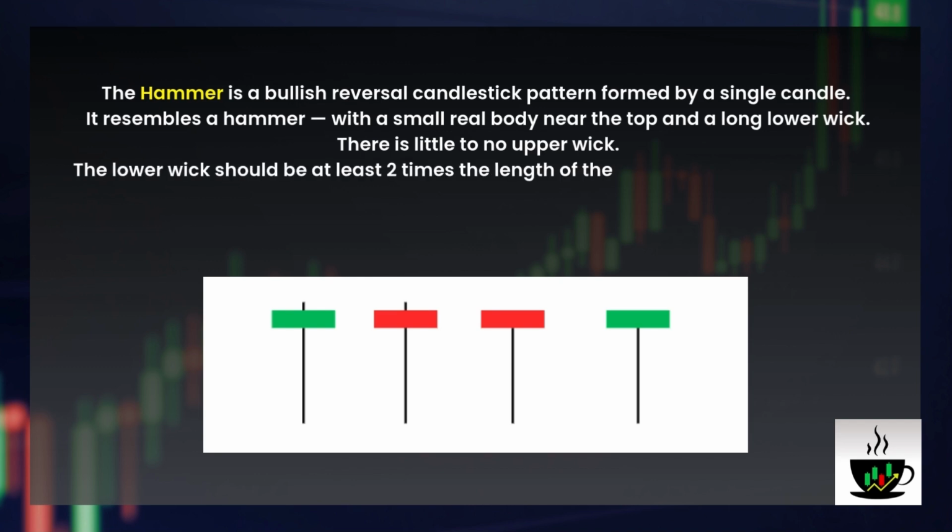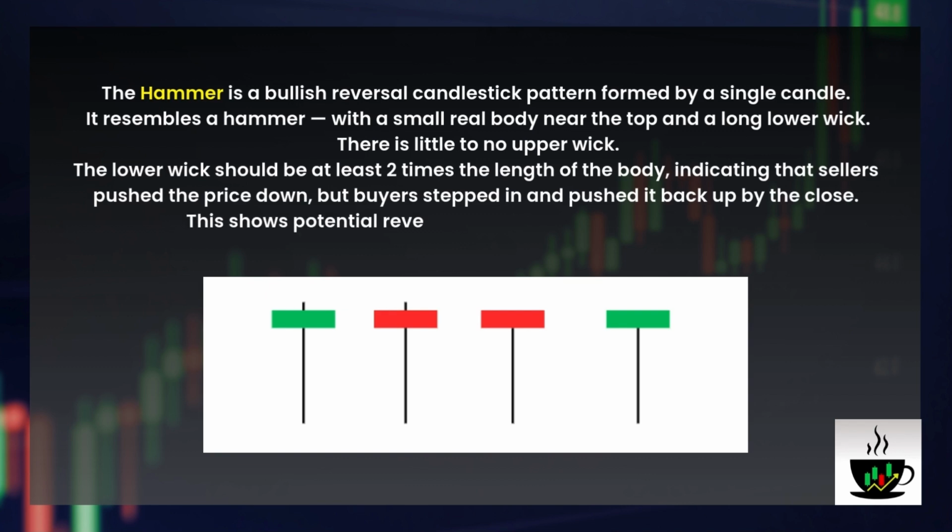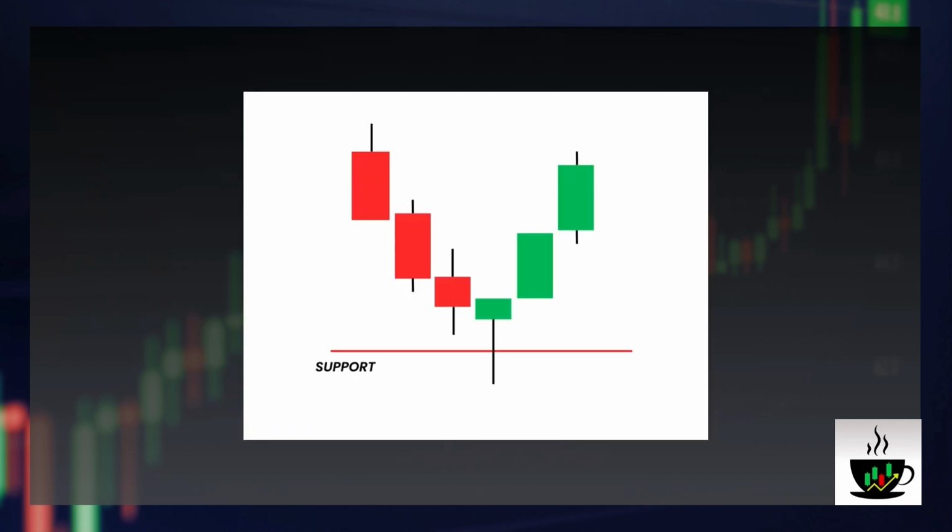The lower wick should be at least 2 times the length of the body, indicating that sellers pushed the price down, but buyers stepped in and pushed it back up by the close. This shows potential reversal from a downtrend to an uptrend.